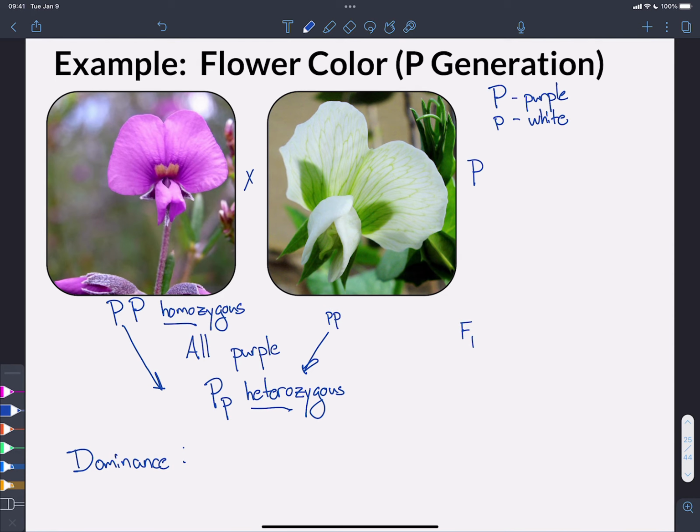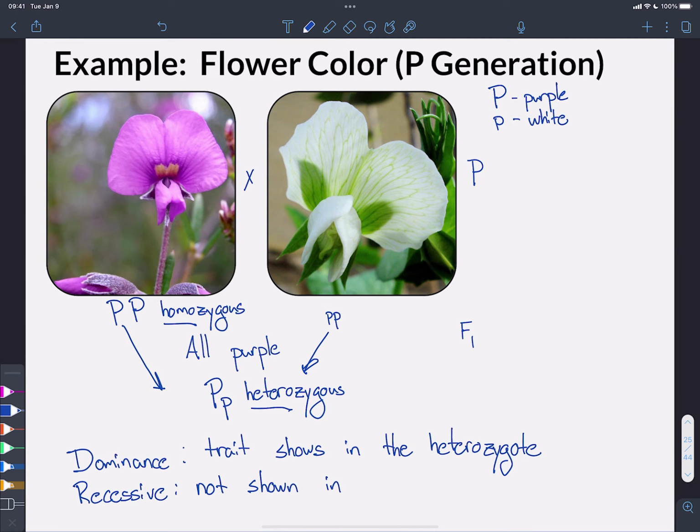In genetics, a dominant allele is the one that shows the trait in the heterozygote. Even though these F1s have the allele for both purple and white, the fact that they're showing purple and not white demonstrates that purple is dominant to white. This is going to be common in all Mendelian inheritance. Anytime we're talking about the dominant trait, it's the one that determines the trait of the heterozygote. The other trait, the one that does not show up in the heterozygote, is known as the recessive trait. And so the convention is always going to be to write the dominant allele as a capital letter and the recessive allele as a lowercase letter.